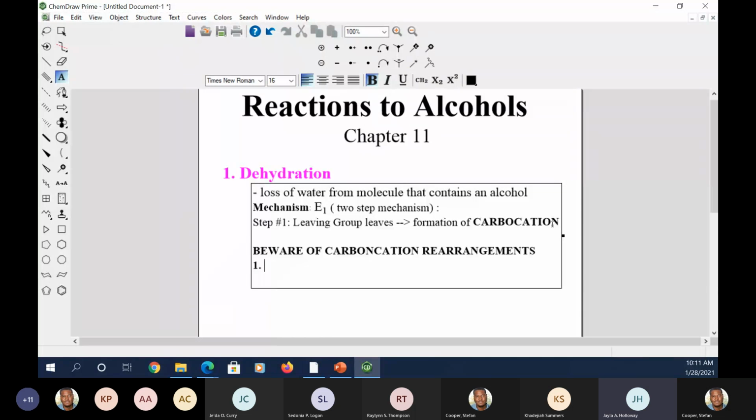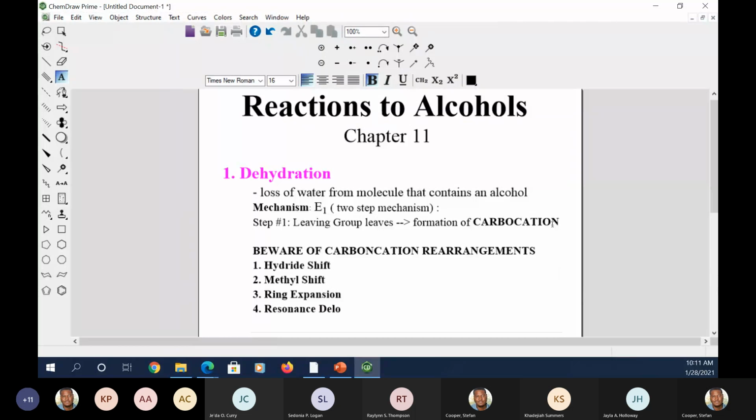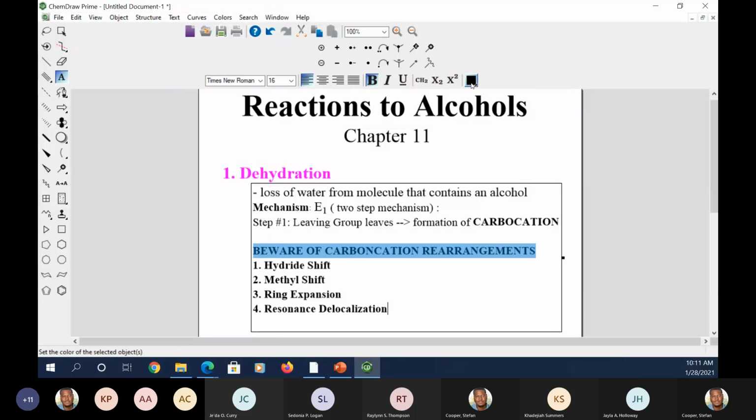Methyl shift. Let's do hydride first since it's smaller. Hydride shift. Methyl shift. What else? You guys remember ring expansion? And what's the 4th way? Yep, that's right. Resonance delocalization. So mentally, you want to keep these things present when you form carbon cations. Can that carbon cation rearrange?